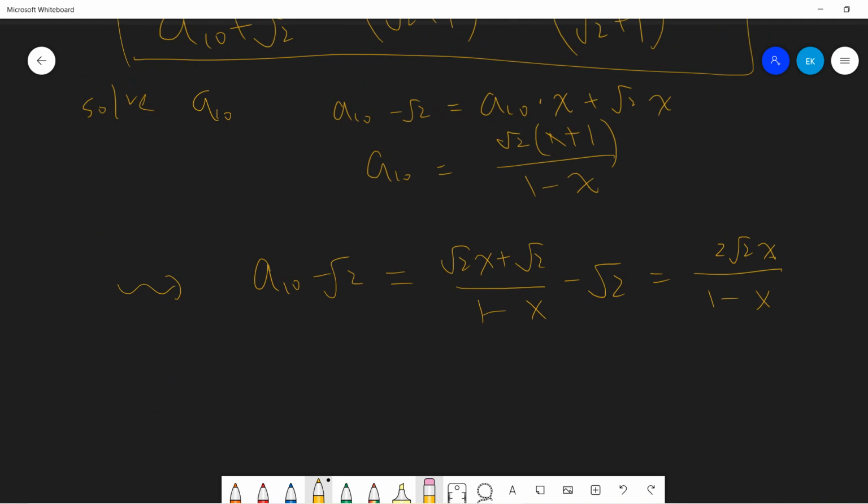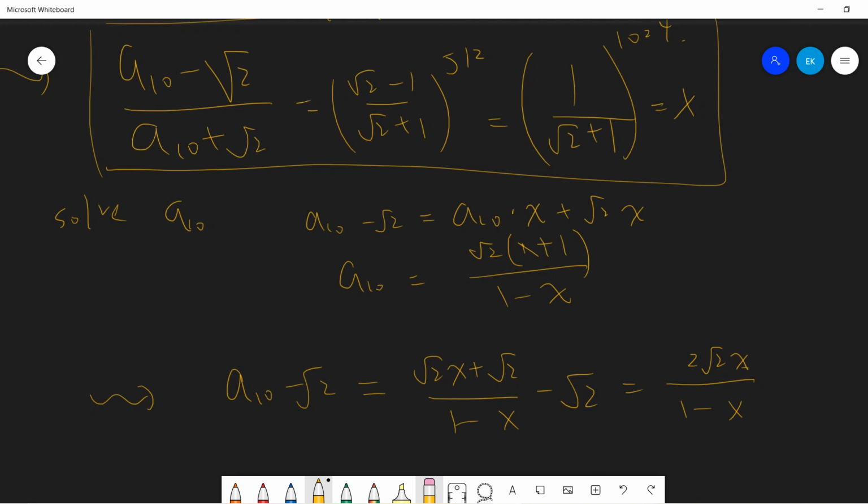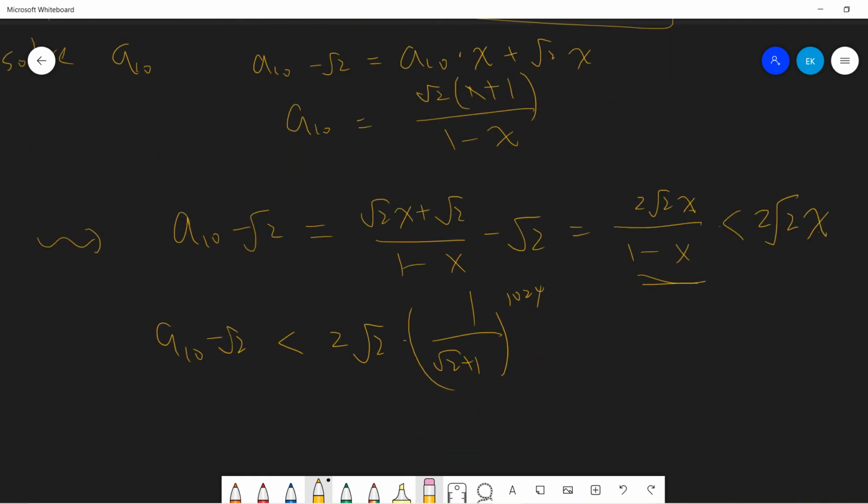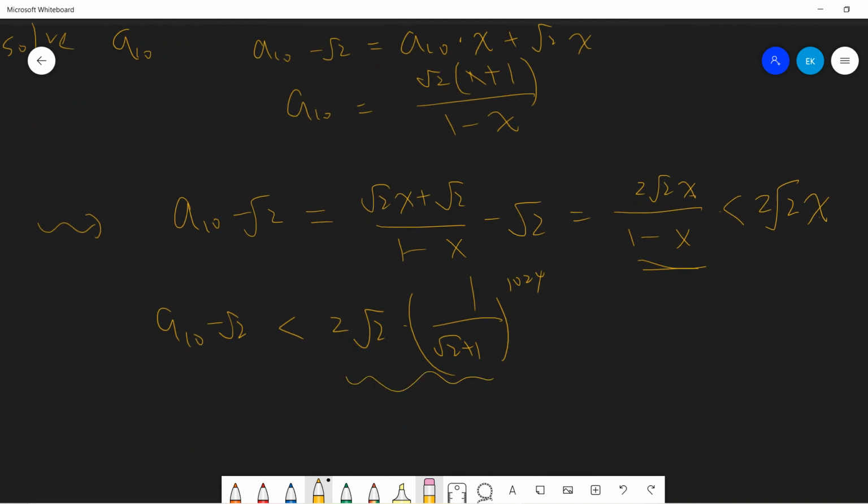So this is what we managed to get. Let's see how to deal with this. It is less than 2 times square root of 2 times x, which should be okay. So a_10 minus square root of 2 is less than 2 times square root of 2 times 1 over (square root of 2 plus 1) to the power 1024. Finally, we need to make a bound on this.